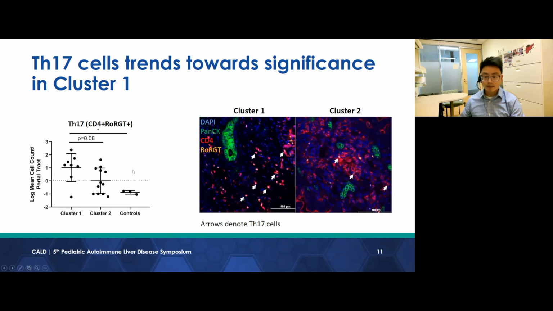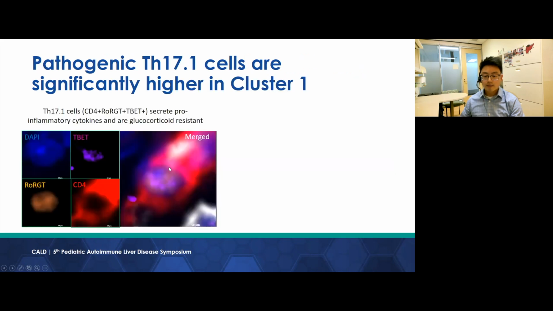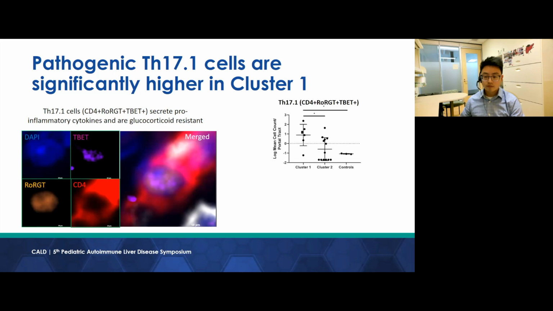CD4 positive, ROR-gamma T positive, or Th17 cells trended towards increased expression in the livers of patients in cluster 1 compared to cluster 2, but did not reach statistical significance. Next, we examined CD4 positive, ROR-gamma T positive, T-bet positive cells representing the Th17.1 cell population. As you recall, these cells express pro-inflammatory cytokines and are resistant to glucocorticoid therapy. Liver Th17.1 cell populations were significantly increased in cluster 1 compared to cluster 2.